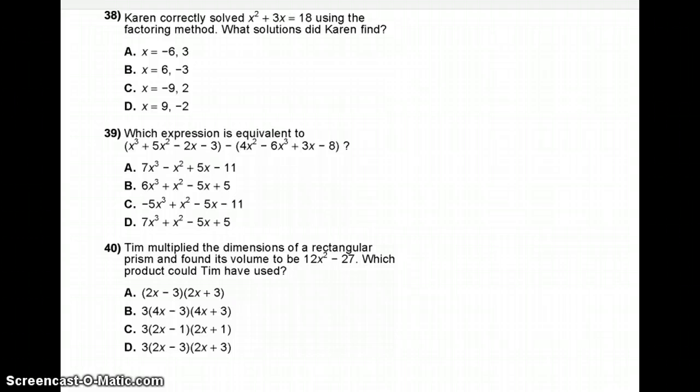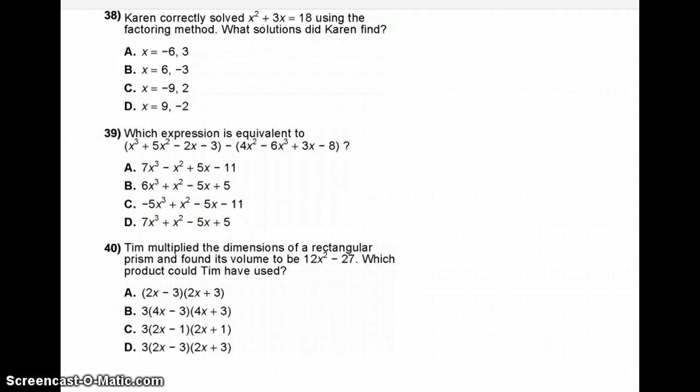Number 38. Karen correctly solved x squared plus 3x equals 18 using the factoring method. What solutions did Karen find? A, x equals negative 6, 3. B, x equals 6, negative 3. C, x equals negative 9, 2. Or D, x equals 9, negative 2.